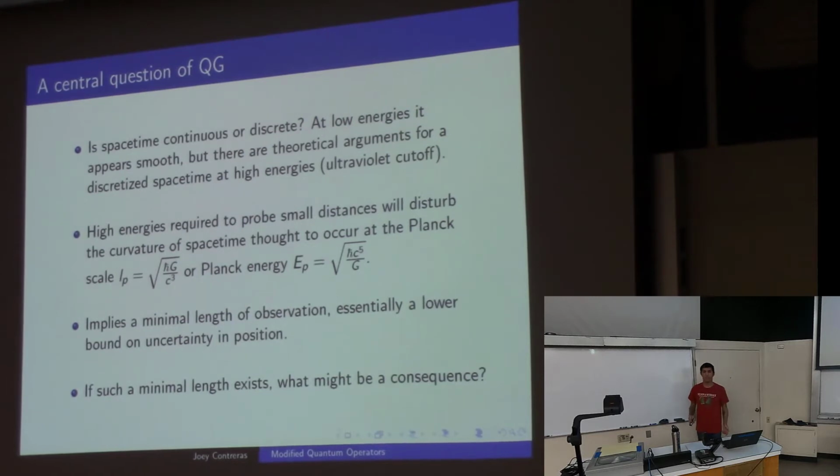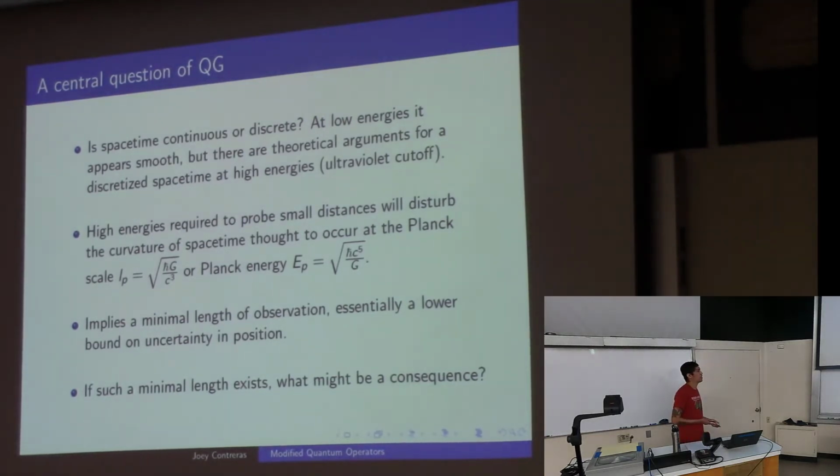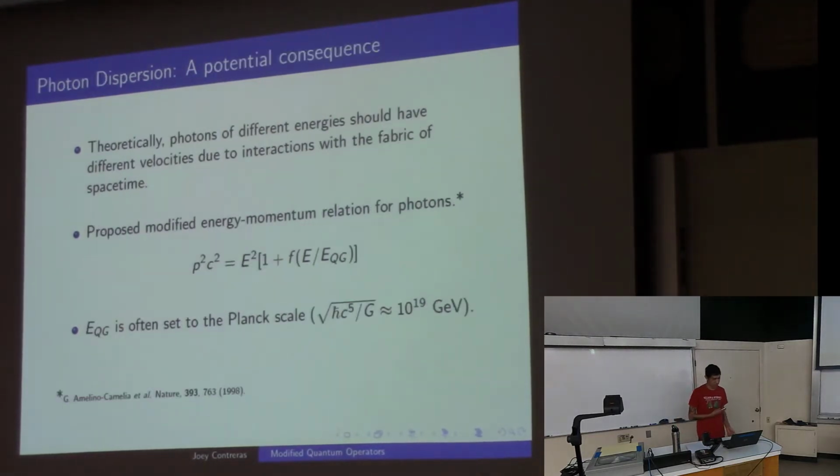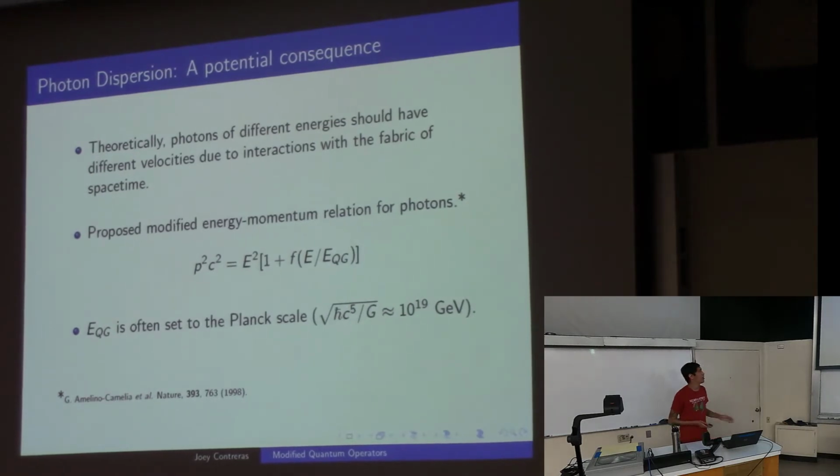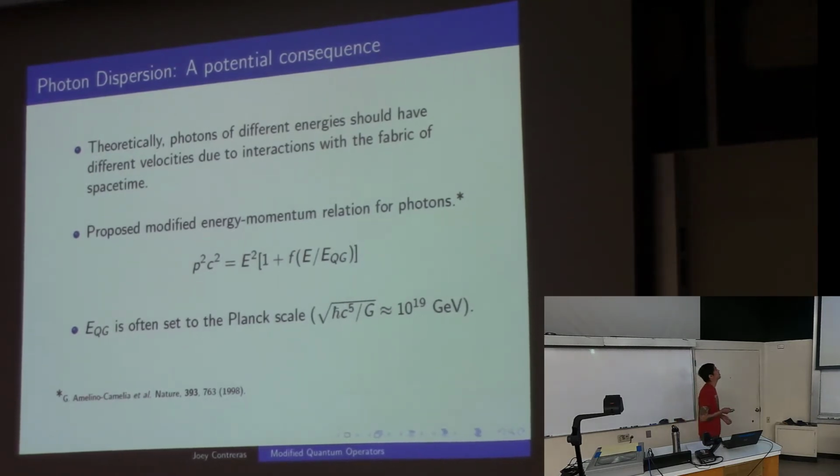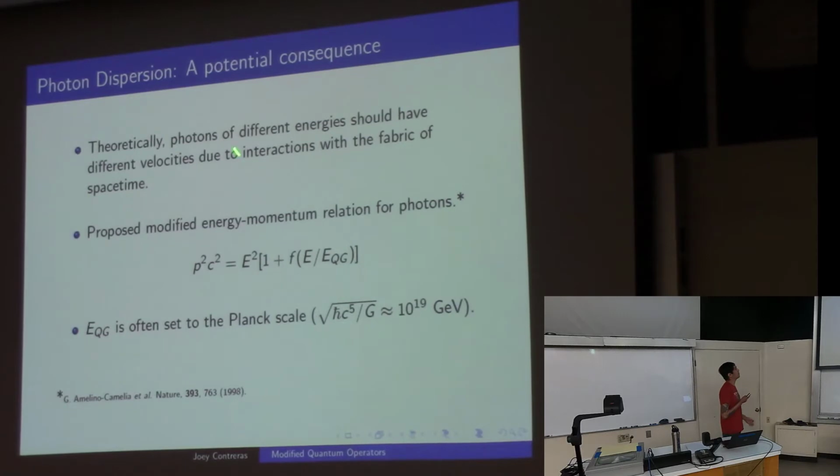Now, if such a minimal length exists, what might be a consequence of that? Photon dispersion is a potential consequence. Theoretically, photons of different energies should have different velocities due to interactions with the fabric of space-time. We're, again, assuming a minimal length is a thing here.